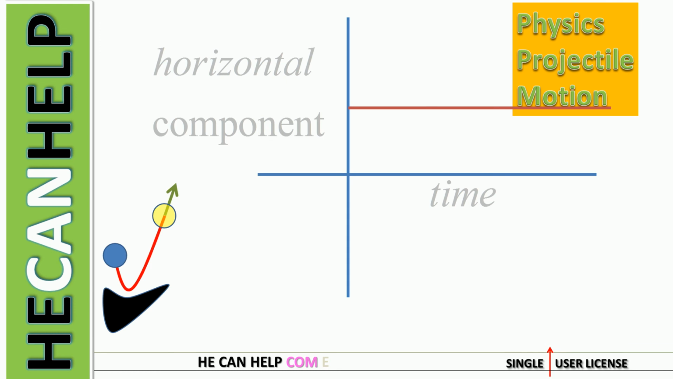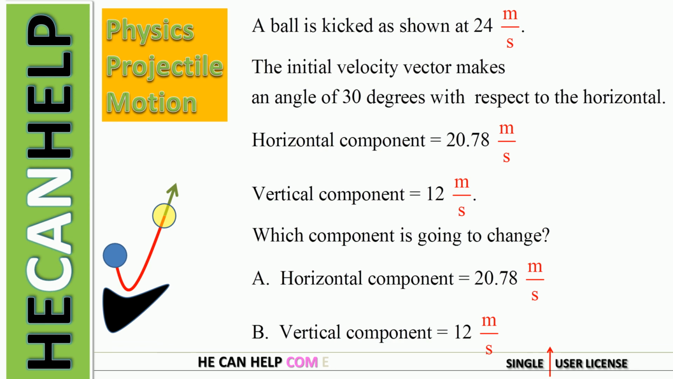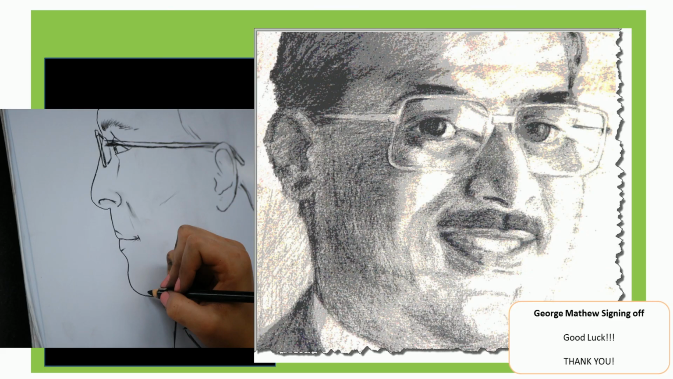What about the horizontal component? The horizontal component is unaffected by gravity. So it remains exactly the same as before. So whatever it had at the start, it'll keep that forever throughout the trajectory. So what is our answer? The answer is B.